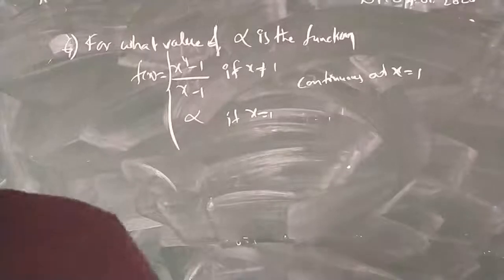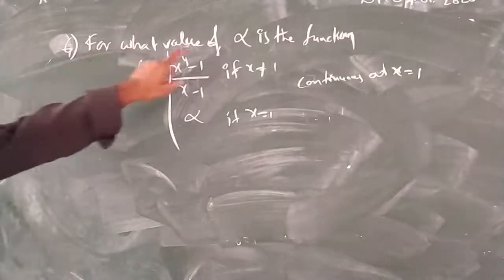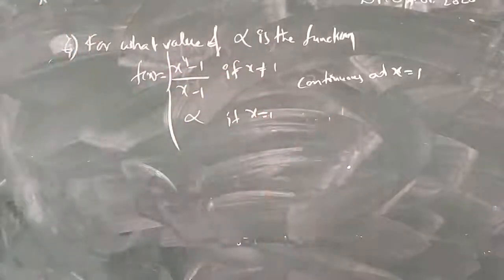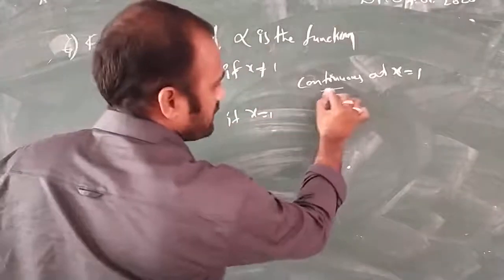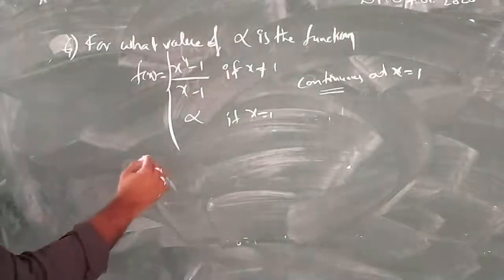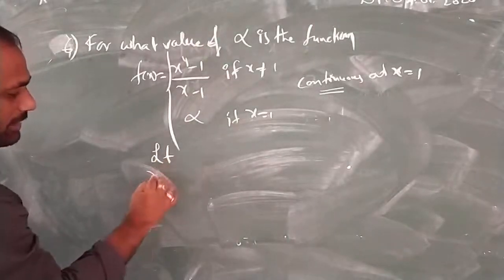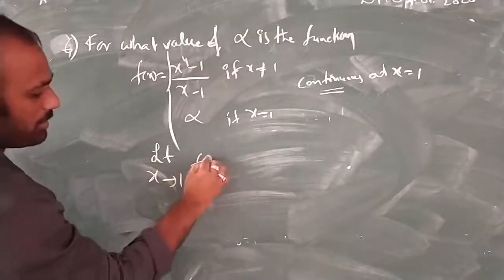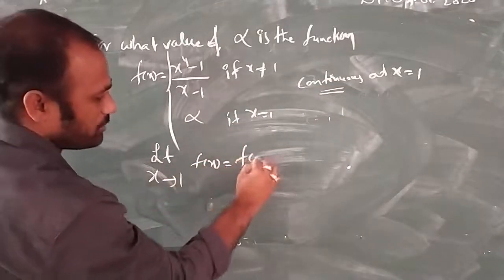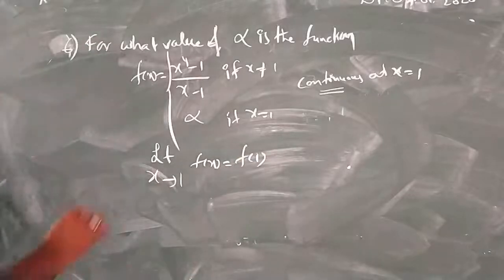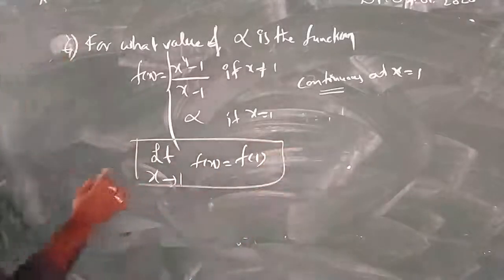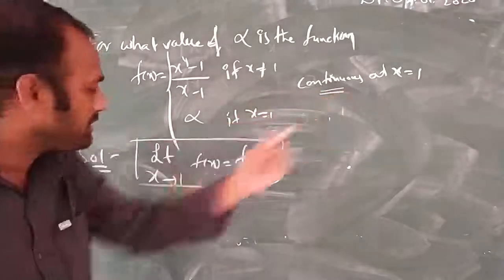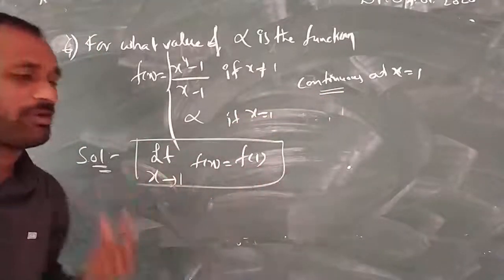Now let us look at the sixth question. For what values of alpha is the given function continuous at x equals to 1? So in the question itself it is saying the function is continuous. What does it mean? It means that the function is continuous at 1. So limit x tends to 1, f of x, the given function, is equal to the functional value. By seeing the given statement we can say that limit value is equal to the functional value.